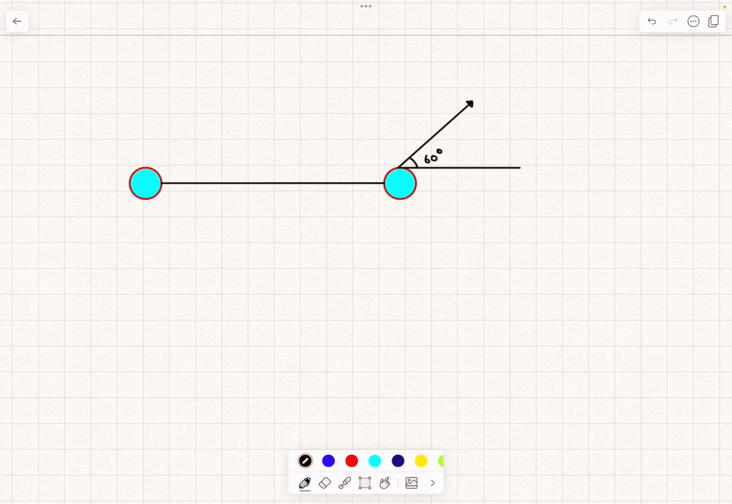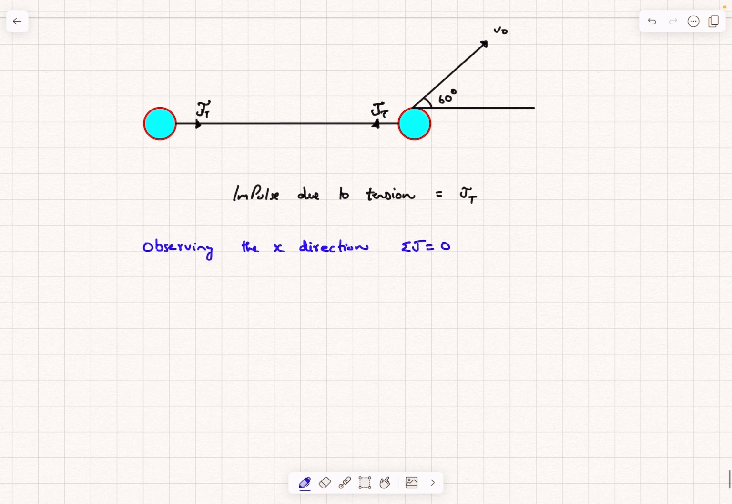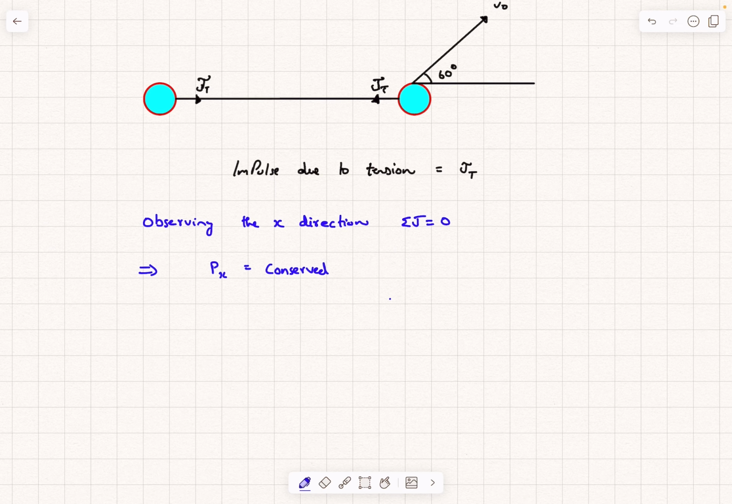This is how the situation is looking. Initially the tension in the string was 0, guys, and then we give it a velocity of v0. So just dt seconds after, tension will start acting along the string, and let's call the impulse due to the tension force that acts for a short duration as Jt. Now if you observe the x direction, the net impulse on the system is going to be 0 as the tension is now an internal force, which directly implies that the momentum in the x direction is conserved.